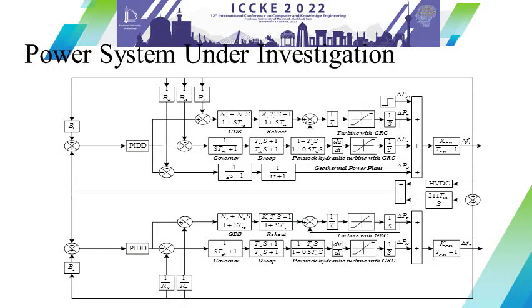So this is the power system which has been considered for the investigation, consisting of two control areas. This is control area 1 and this is control area 2, and each control area comprises traditional power generating sources of thermal and hydro units. Moreover, a transfer function model of a geothermal power plant has been incorporated in area 1.